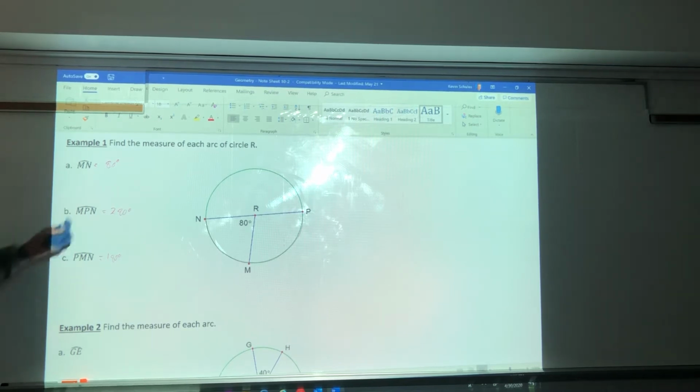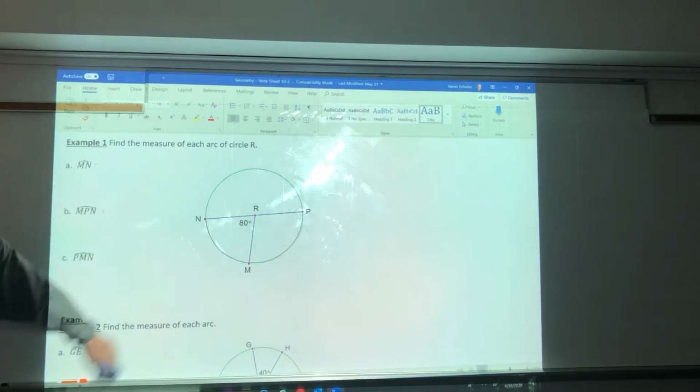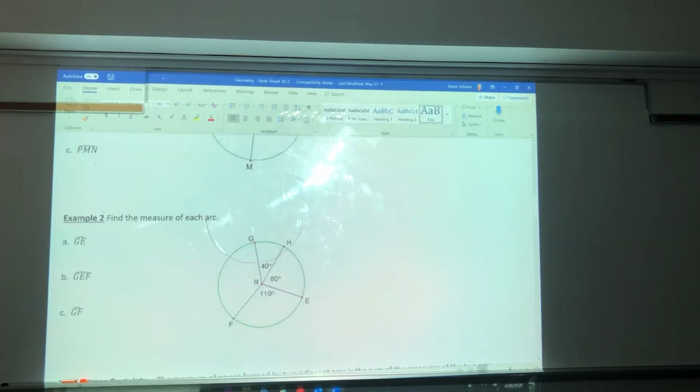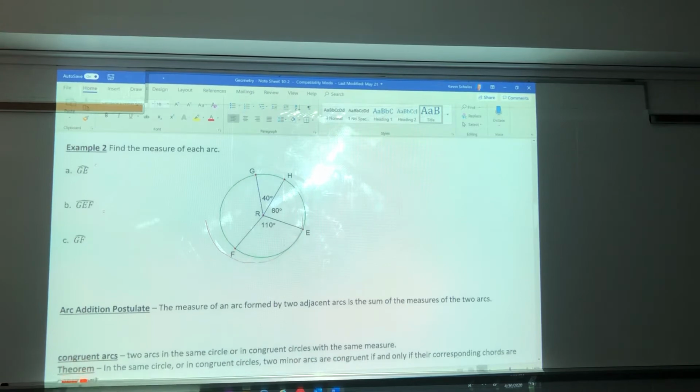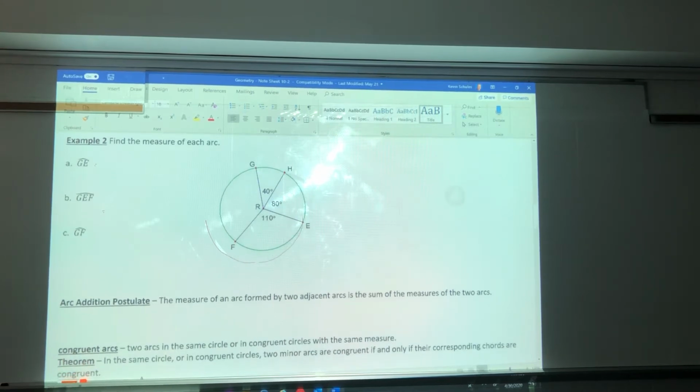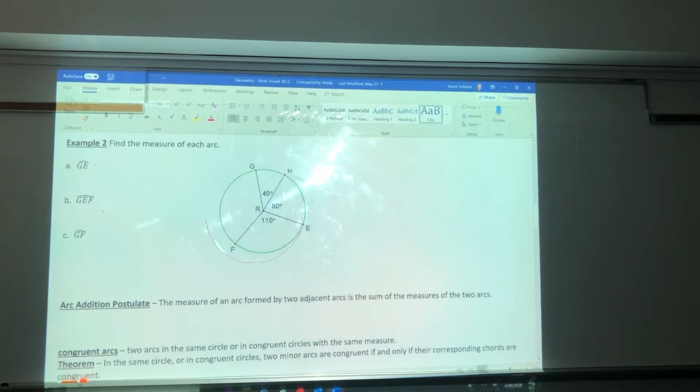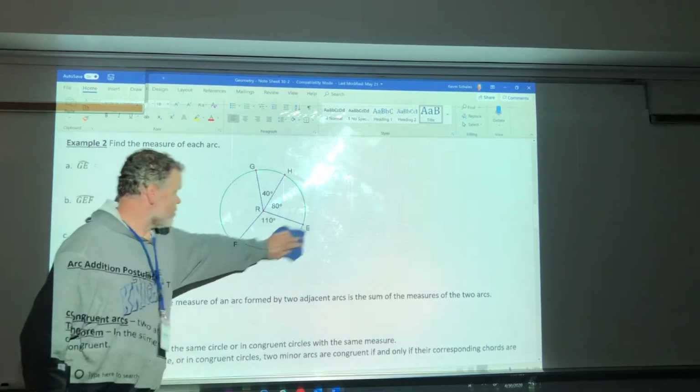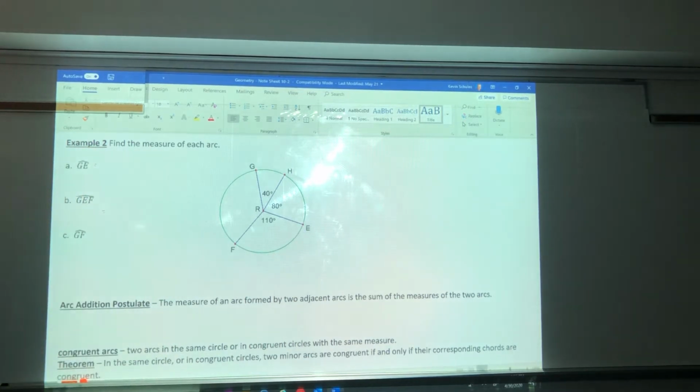We're going to look at example 2. We're going to do pretty much the same thing. This is a big part of what we're doing in this section. We're going to find the measure of each arc here. And they're going to ask you for the measure of arc GE.